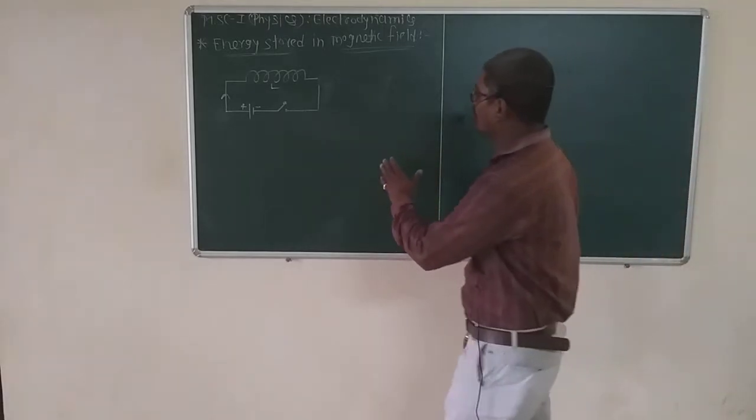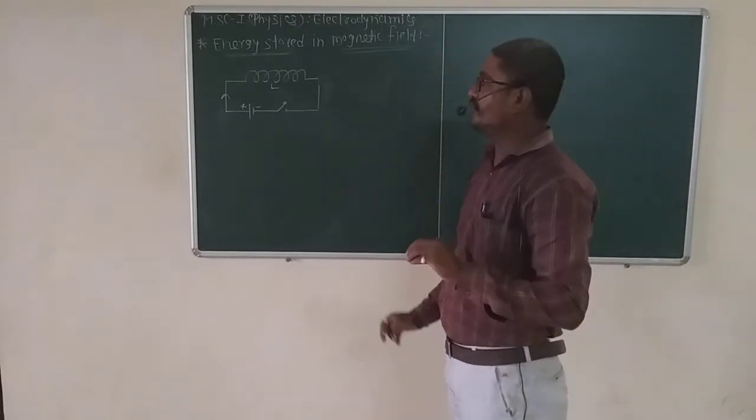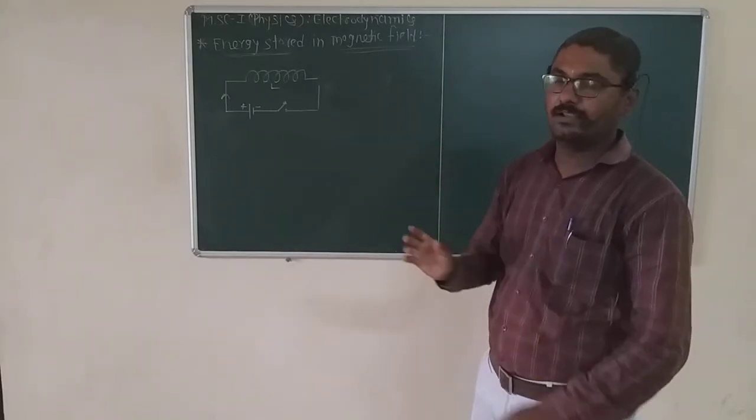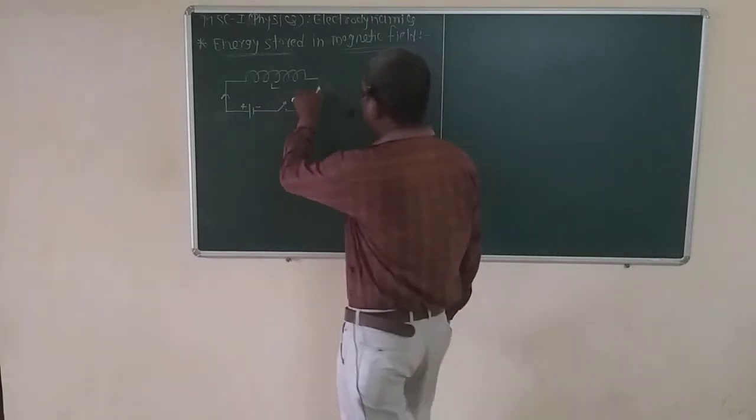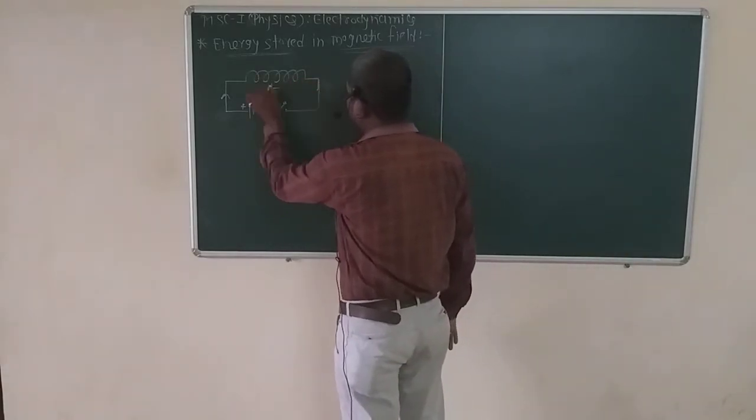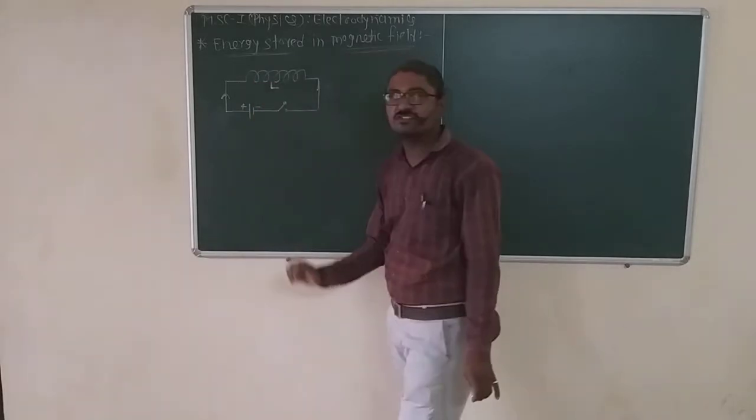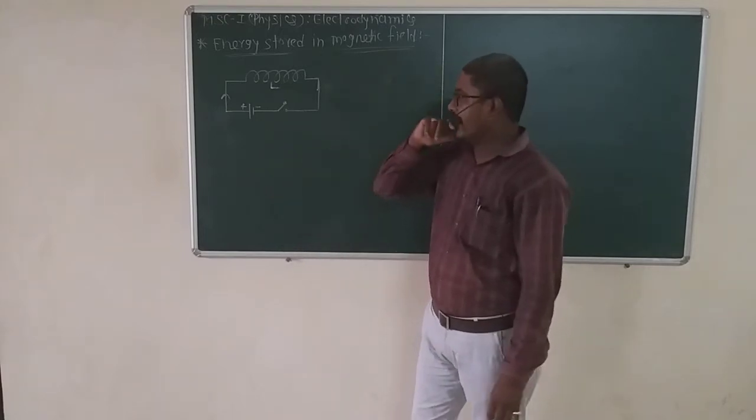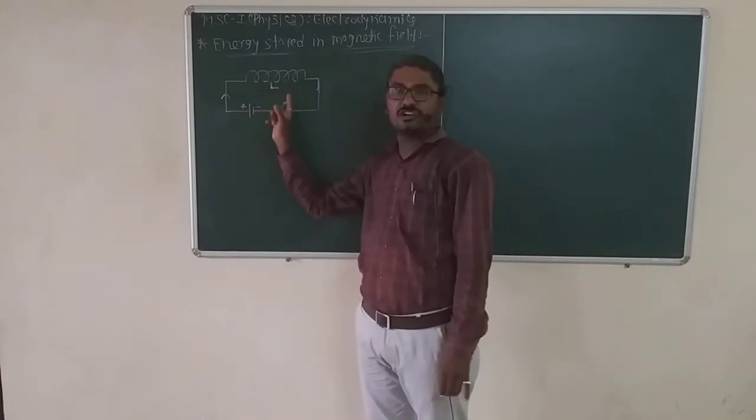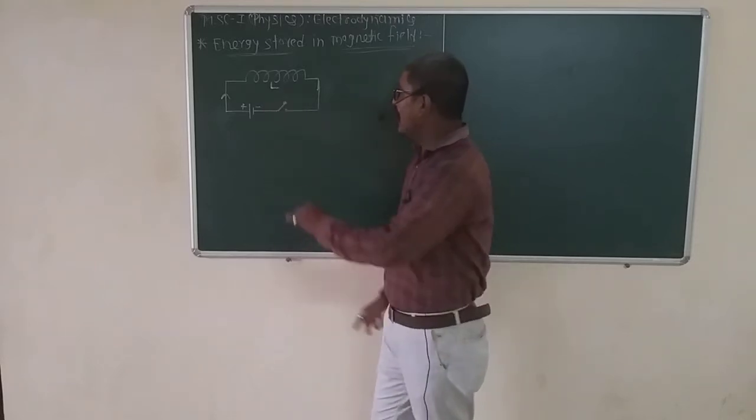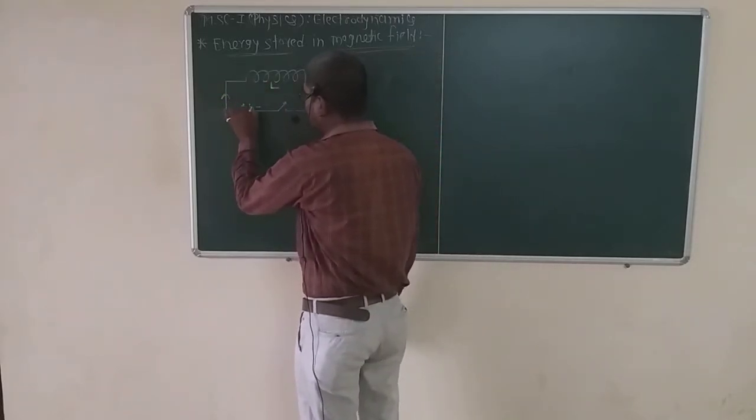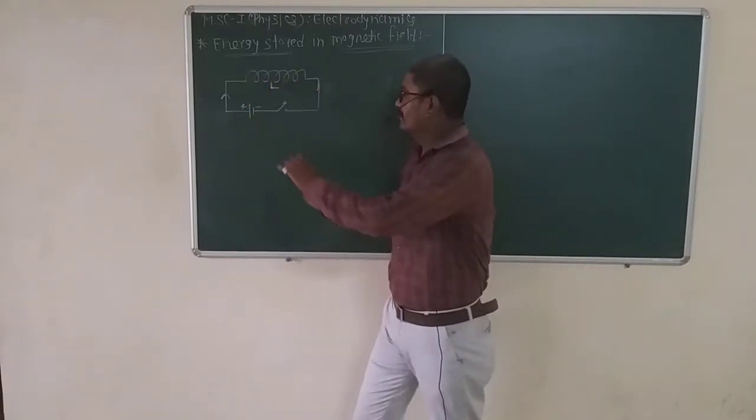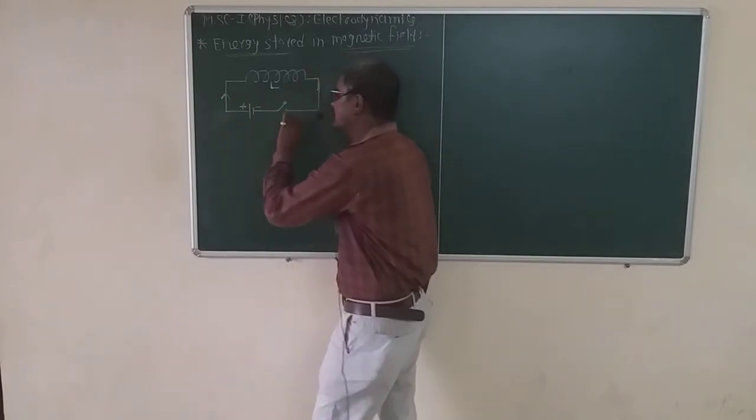Let's see the figure. We have obtained the expression for the energy stored in a magnetic field. Consider an inductor, a solenoidal coil, and L is the inductance of that coil. This inductor is connected to a cell through a key. Next, let's see that the switch is on.